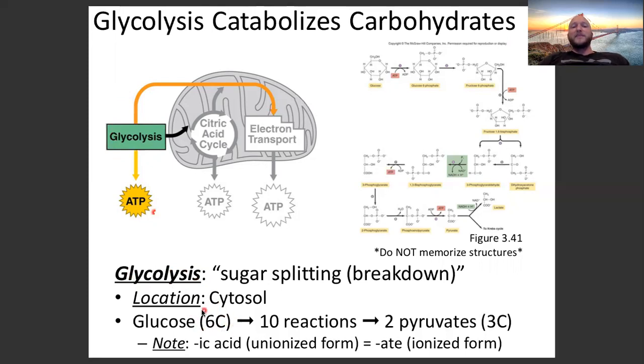Glucose has 6 carbons. The whole process of glycolysis is 10 reactions long. You don't need to know the 10 reactions. Once those 10 reactions are done, we have 2 pyruvates. Each pyruvate has 3 carbons in it. Now what's 2 times 3? It's 6. So we start with 6 carbons, and we finish with 6 carbons. We start with 1 6-carbon glucose, and we finish with 2 3-carbon pyruvates.